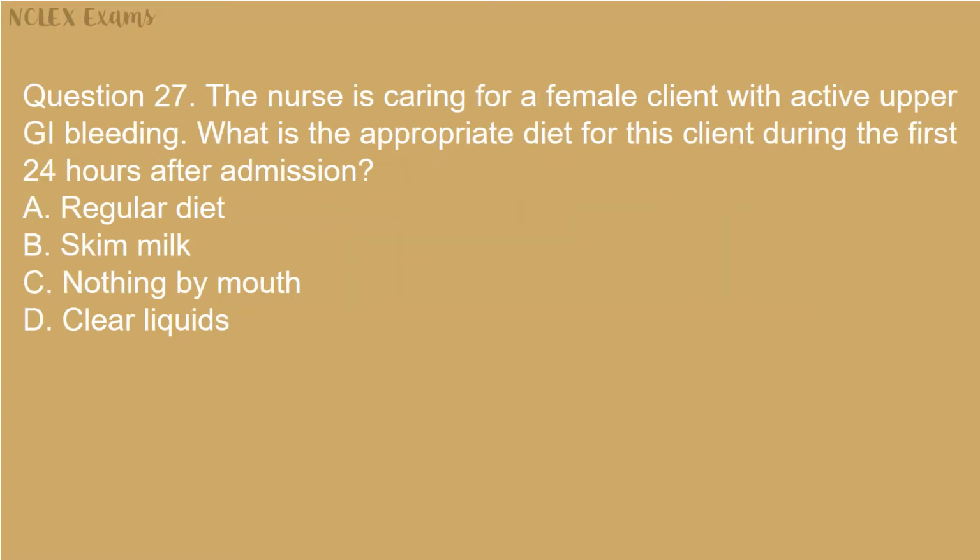Question 27. The nurse is caring for a female client with active upper GI bleeding. What is the appropriate diet for this client during the first 24 hours after admission? A. Regular diet. B. Skim milk. C. Nothing by mouth. D. Clear liquids.